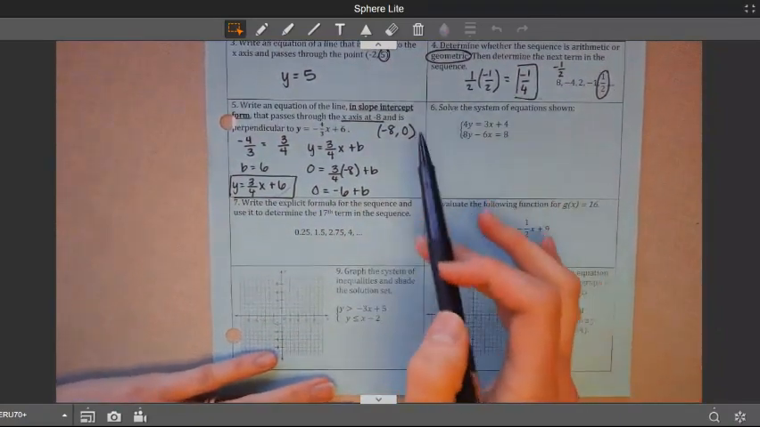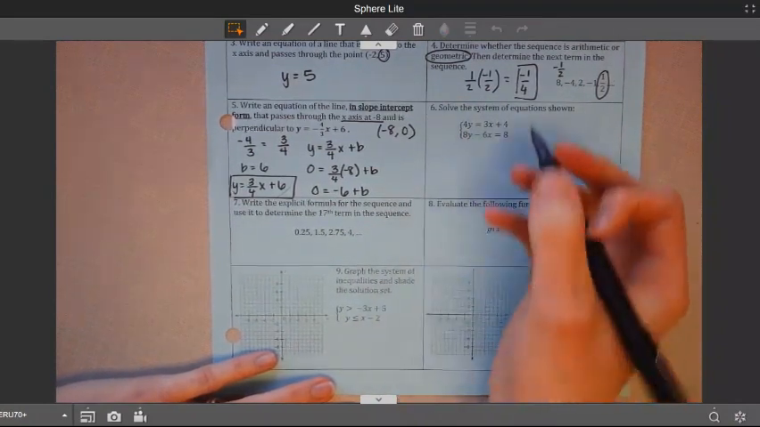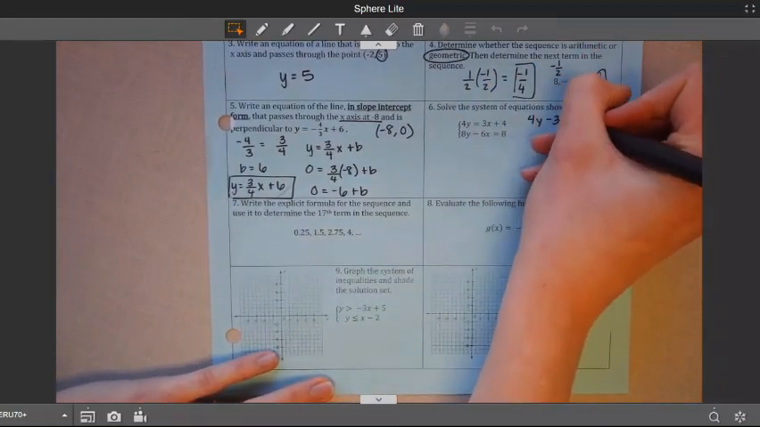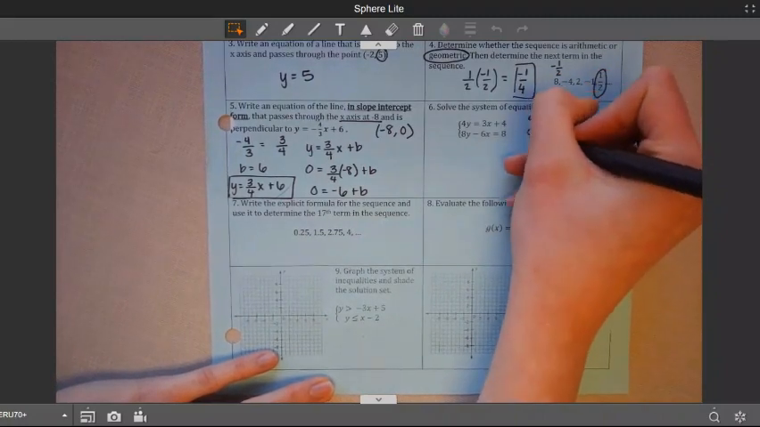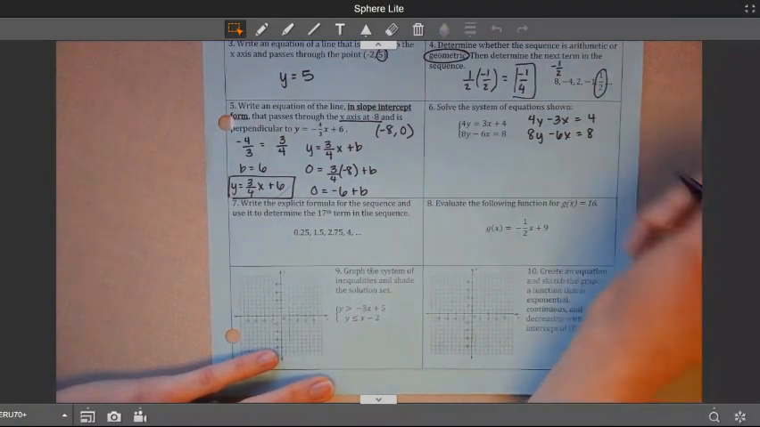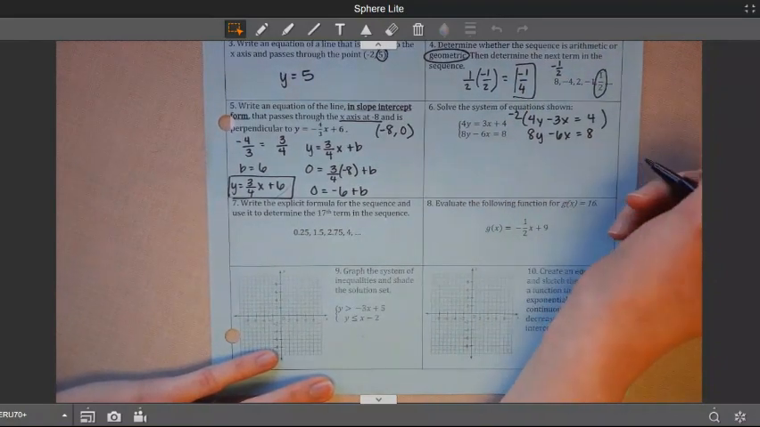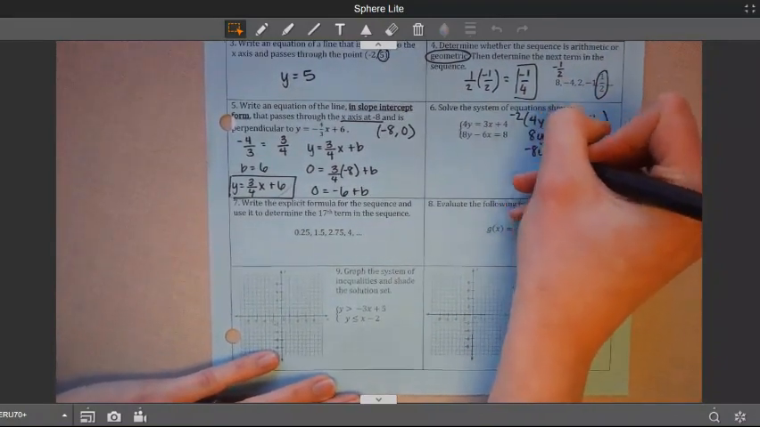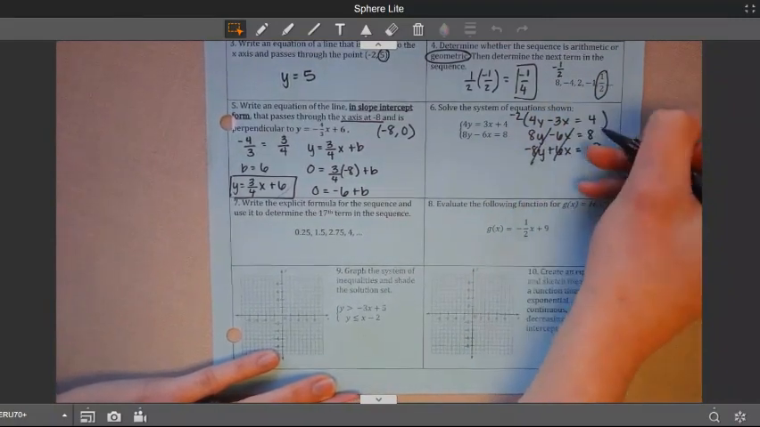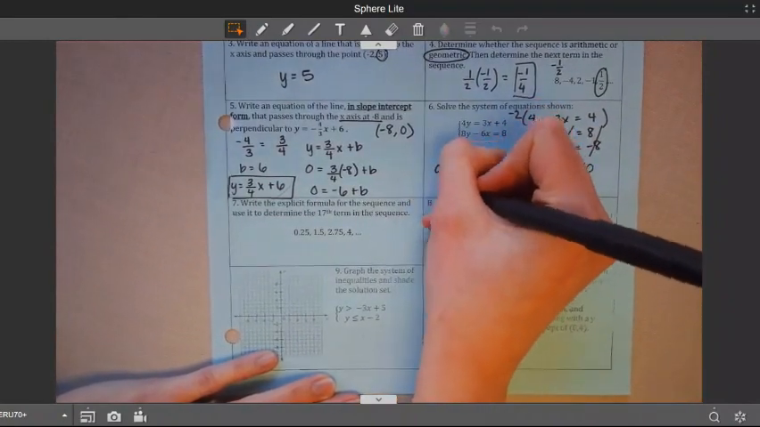Okay, solve the system of equations shown. Now, I would use elimination for this, so I'm going to get the x on the same side. I'll subtract 3x, so now I have 4y minus 3x is equal to 4. And then we have 8y minus 6x is equal to 8. Okay, well, if I multiply this by a negative 2, I'll be able to cancel out my x's. So I'll get negative 8y plus 6x is equal to negative 8. Well, this all cancels. I get 0 equals 0, which is all solutions.